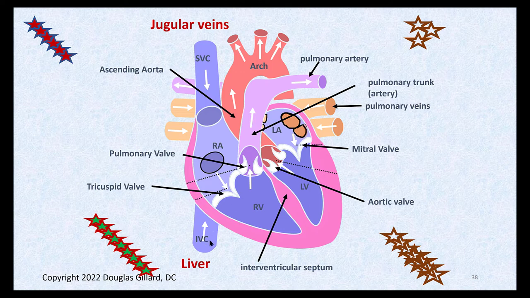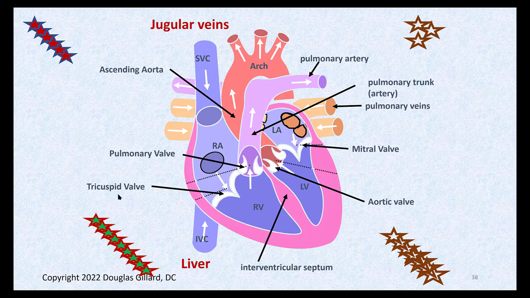We'll do this again when we start the heart, but remember the blood dumps into the right atrium through the superior vena cava and the inferior vena cava. Are there any valves between the superior vena cava and the right atrium? No, there are no valves, and we'll show what happens because of that in a minute.